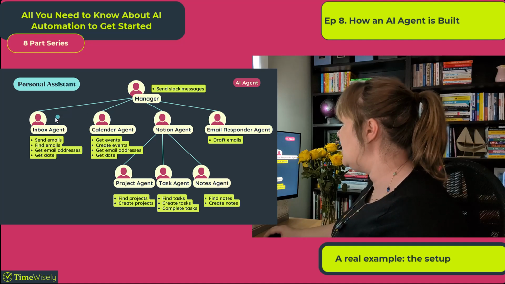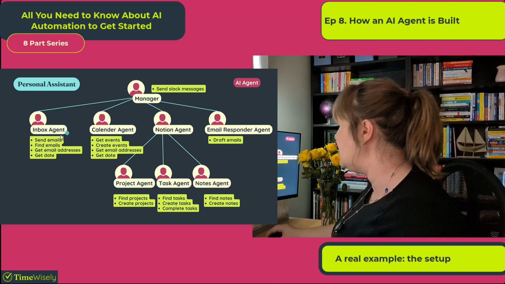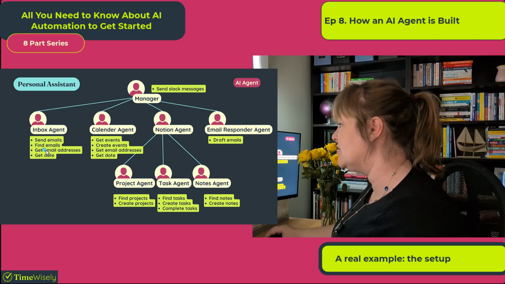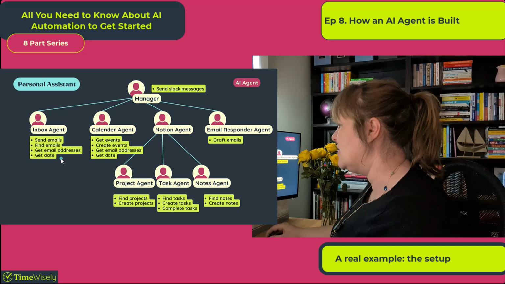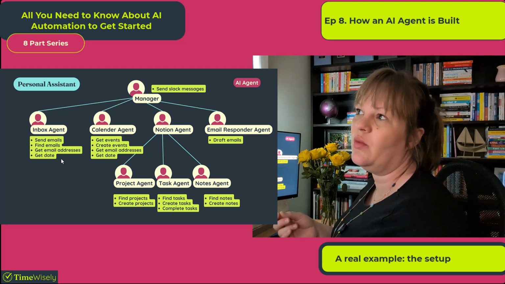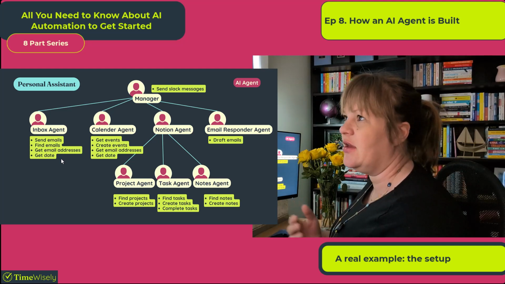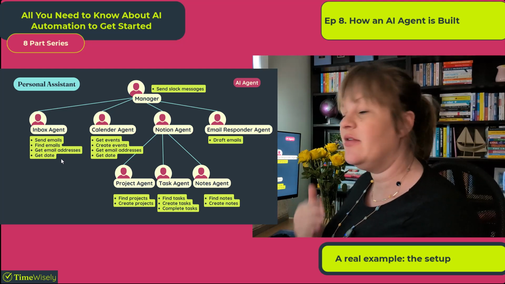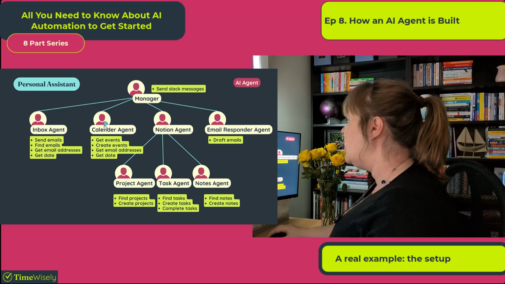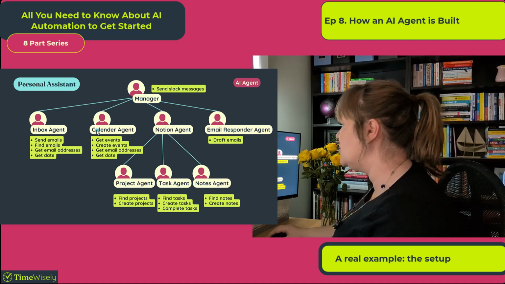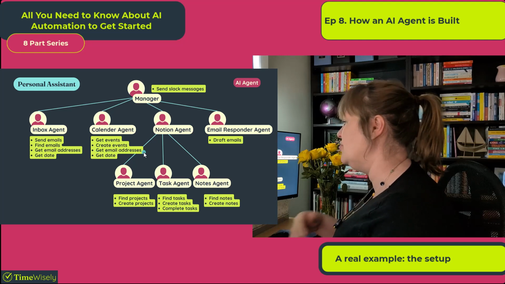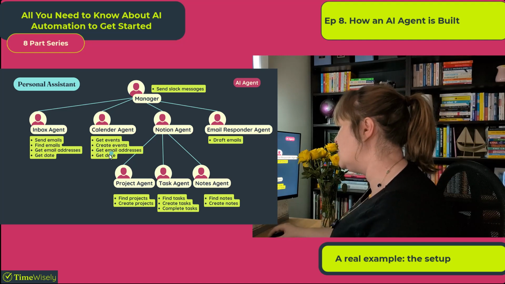And then he has each of these sub-agents. He has an inbox agent that can send emails, find emails, get email addresses, and get the date, which is important when you ask things like, what are unread emails in my inbox from today? For example, you need to know what the day is. Calendar agent: what he can do is get calendar events, create calendar events, get email addresses to invite people to those events, and get the date for the same reason.